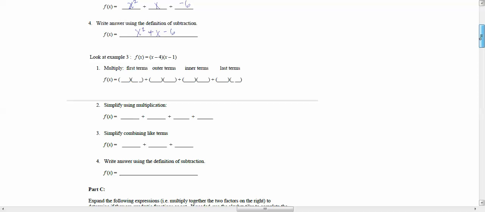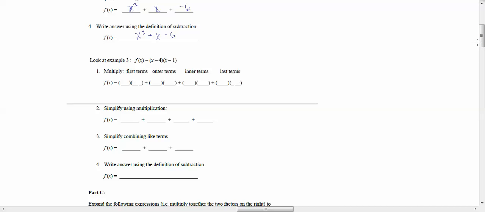So one way we can multiply out these binomials without having to really break much of a sweat is we use FOIL. We first, outer, inner, last them. Let me do it to this one right here. First times the first is x squared. The outers, that would be x and negative 1. The inners, that would be negative 4 and x. And the last would be negative 4 and negative 1. So if I simplify using multiplication, I've got x squared, negative x, negative 4x, and positive 4.